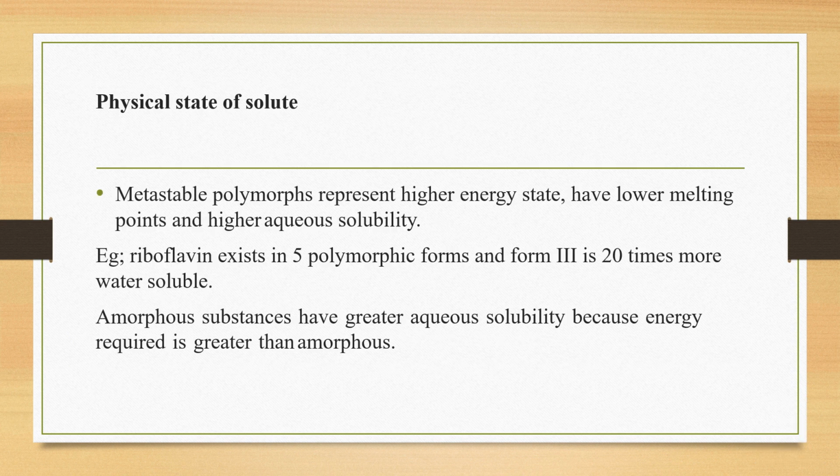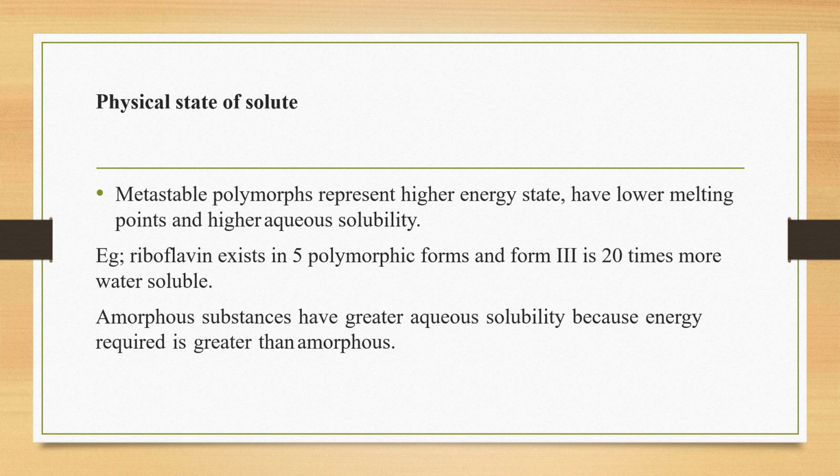Next thing we want to think about is the physical state of the solute. In the first unit, solubility, and the next unit, states of matter, we are studying different states of a particle. Physical state means if the drug is available in more than one form, we call it a polymorph. Polymorphs are available as stable, metastable and unstable forms. The metastable polymorph has a higher energy state, but a lower melting point. But among the different polymorphs, the metastable has higher aqueous solubility.